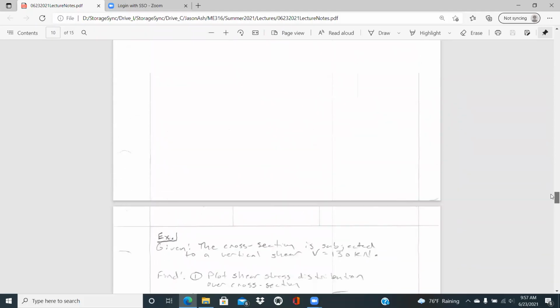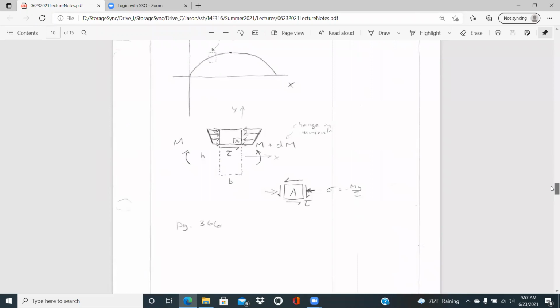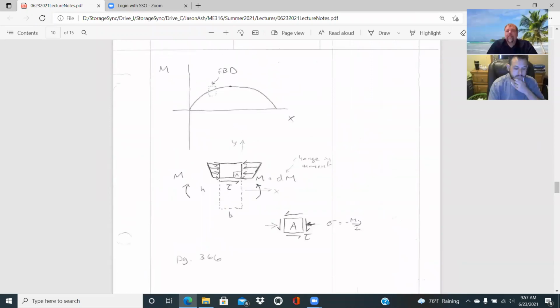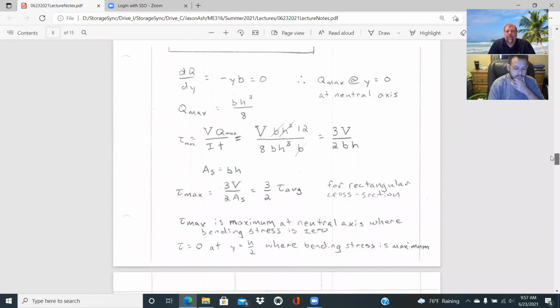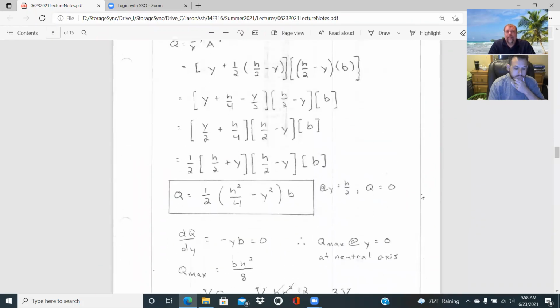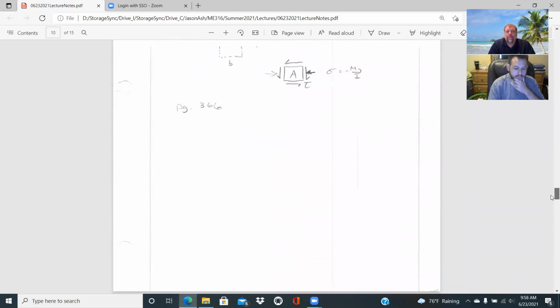And so that is a really good point to stop and take a rest. I guess, do you have any questions at all? Don't think so. And so as we come back, we will make use of this derivation previously for a rectangular section and use that to solve a problem.